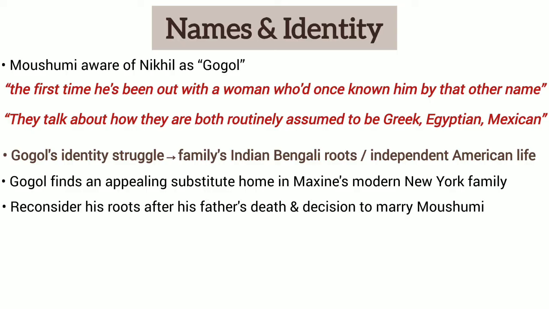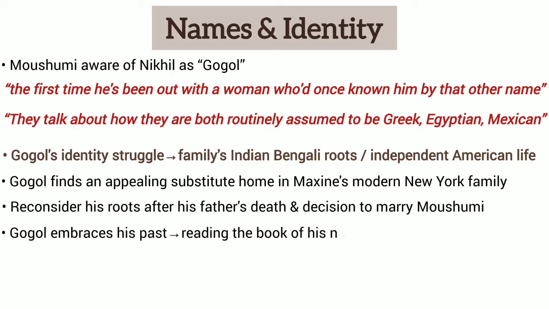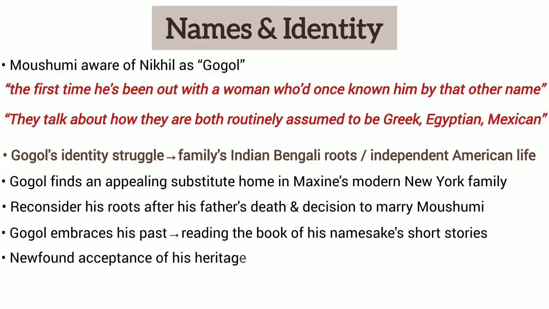By the novel's end, Gogol embraces his past, symbolized by reading the book of his namesake's short stories given to him by his father. A gesture indicating a newfound acceptance of his heritage and the rich history embedded in the name Gogol handed down by his father.